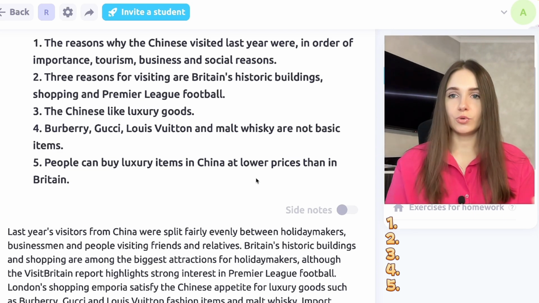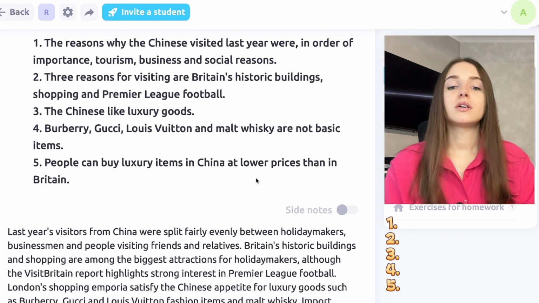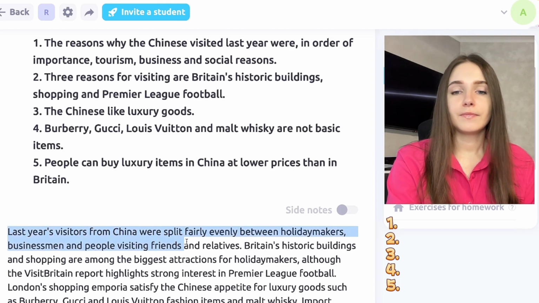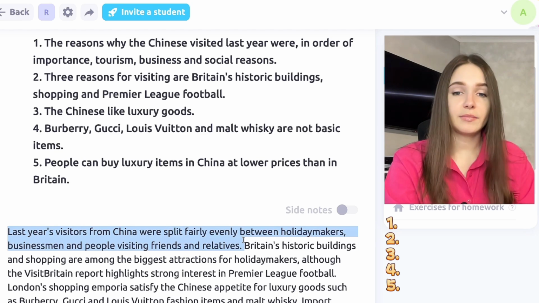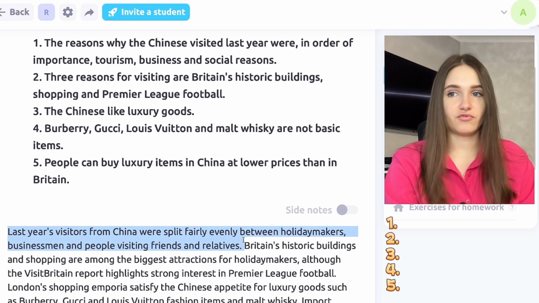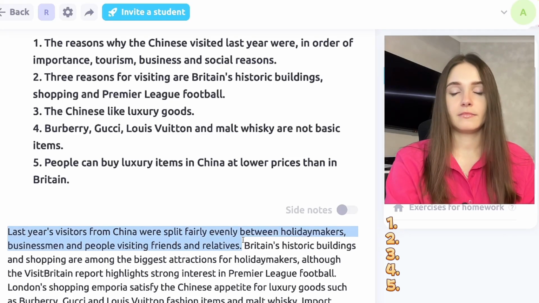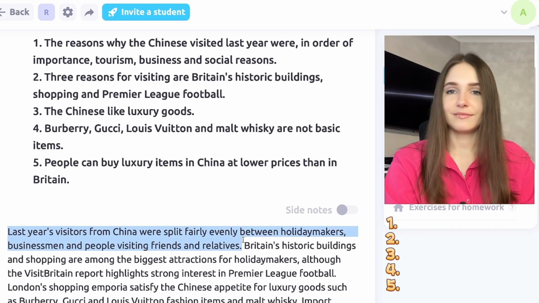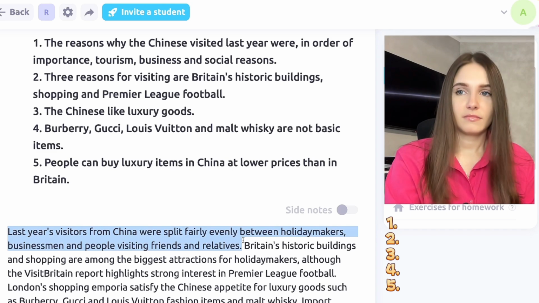So in order to show you how they change the meaning, for it to be yes, no, not given, I put here just 2 paragraphs. So the answer is in the first sentence. Last year's visitors from China were split fairly evenly between holidaymakers, businessmen, and people visiting friends and relatives. So let's take a look here. We have holidaymakers. In the task, we have tourism. Businessmen, like in the task it's business, pretty much same. People visiting friends and relatives, that's social reasons.